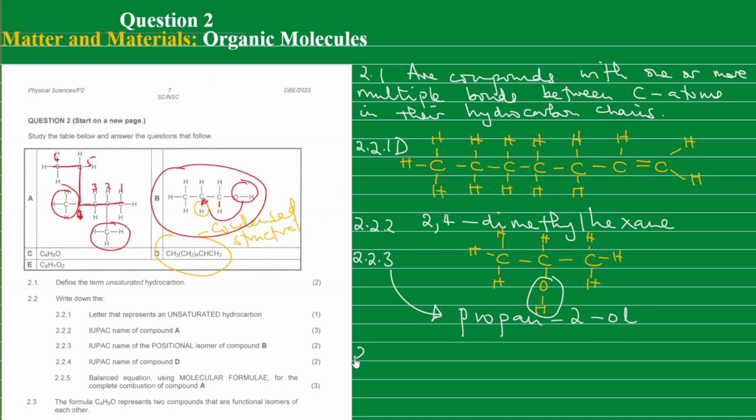And then 2.3, 2.2.4, we are required to write down the IUPAC name of compound D. Compound D here. Okay, let me just clear off this.